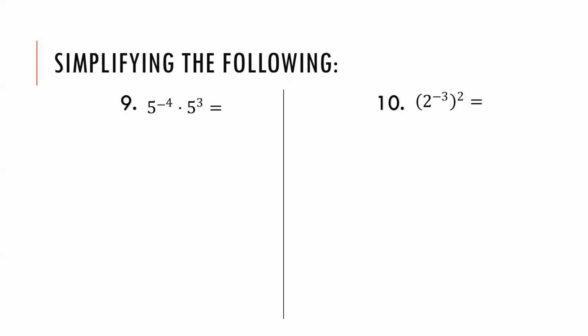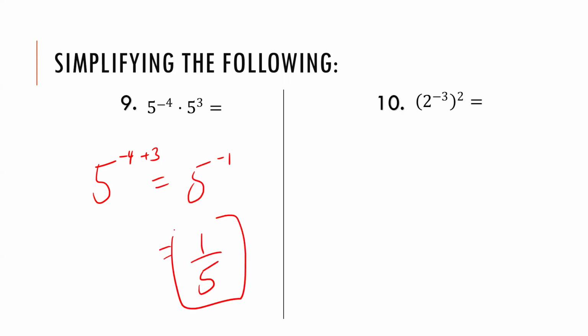All right, let's check and see what we got really quick for the bell rings. What do you get for number 9? 1/5. Good job. Because 5 to the -4 plus 3 equals 5 to the -1, which means we get 1/5. What do we get for number 10? 1/64. Good job. 2 to the -6 equals 1 over 2 to the 6, which equals 1/64.